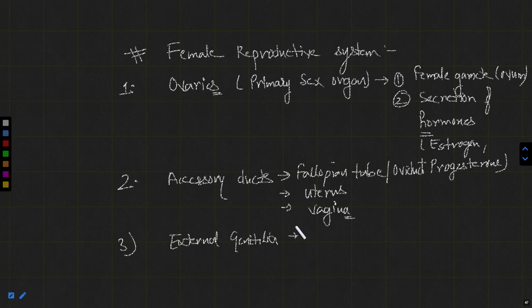Clear? External genitalia includes what? It includes the mons pubis, labia majora. All right, we have already talked about this in the theory session. Labia majora, labia minora, clitoris, and hymen. Okay.